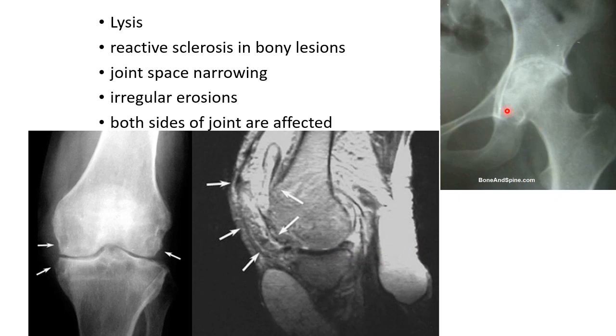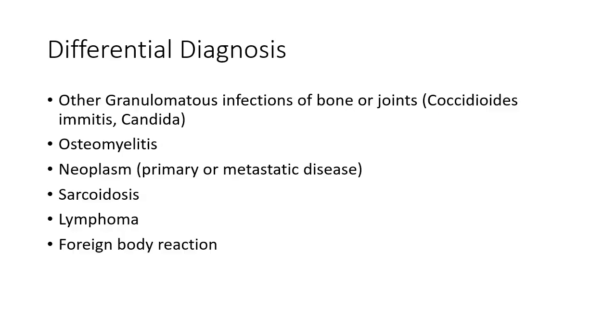This picture shows a hip joint affected by tuberculosis. Note lysis, sclerosis, and joint space narrowing in this X-ray. Let us see about the differential diagnosis of joint tuberculosis.